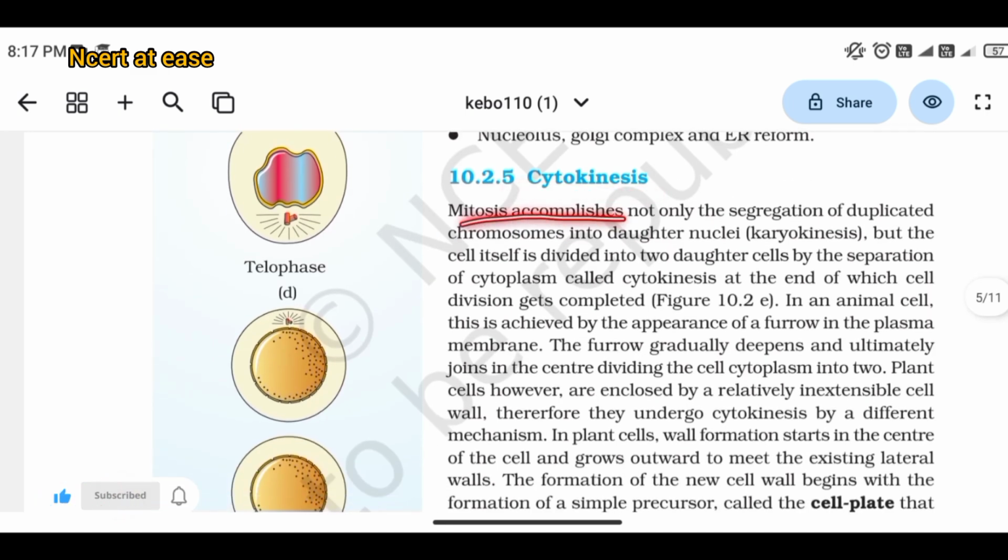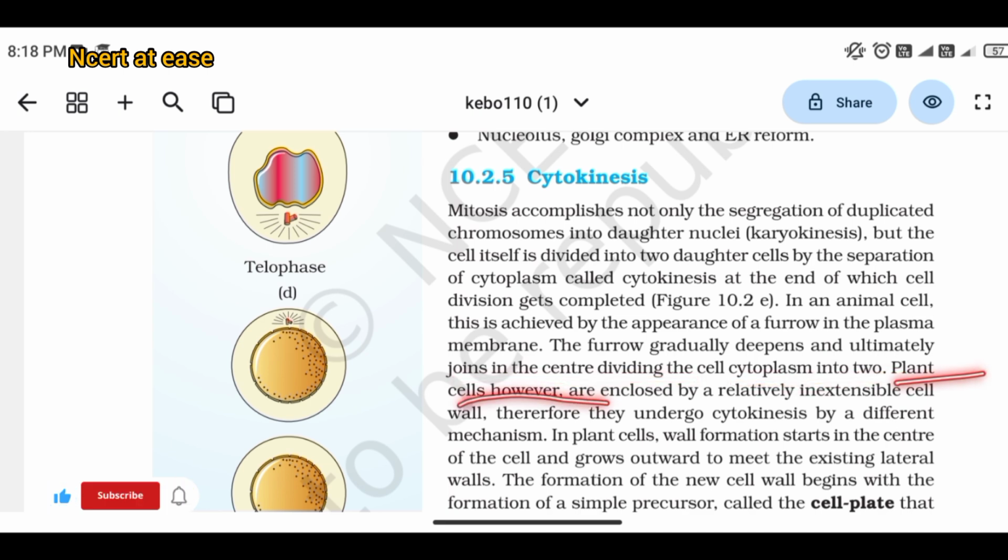Cytokinesis. Mitosis accomplishes not only the segregation of duplicated chromosomes into daughter nuclei, karyokinesis, but the cell itself is divided into two daughter cells by the separation of cytoplasm called cytokinesis, at the end of which cell division gets completed. In an animal cell, this is achieved by the appearance of a furrow in the plasma membrane. The furrow gradually deepens and ultimately joins in the center, dividing the cell cytoplasm into two.